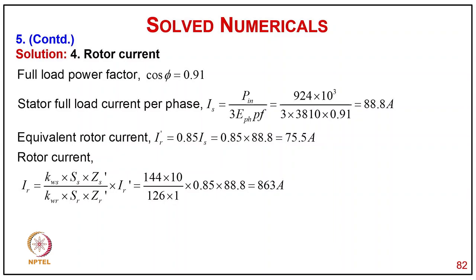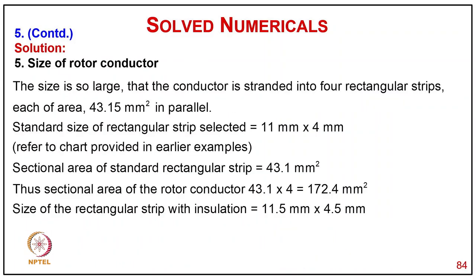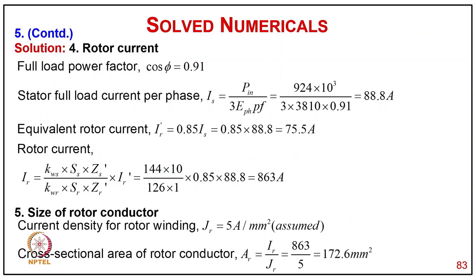So the stator full load current comes from IS equal to P in upon 3 EPH into PF, so it comes to 88.8 ampere, and the equivalent rotor current IR equal to 0.85 IS, so it comes to 75.5 ampere. And the rotor current IR equal to KWS into SS into ZRDS divided by KWR SSR ZSR into IR, it comes to 863 ampere. Now the full load power factor is 0.91, so the stator full load current per phase IS is 88.8, the equivalent rotor current is 75, and the rotor current is 863.